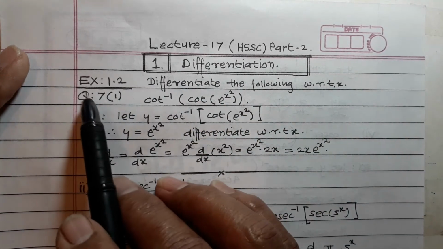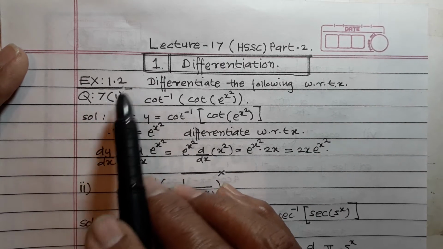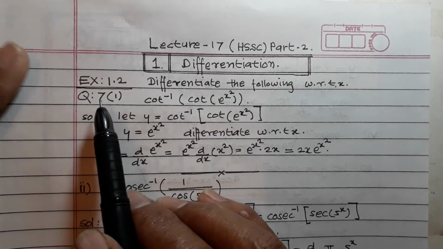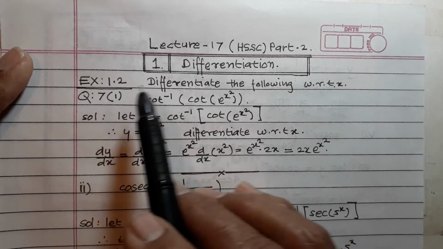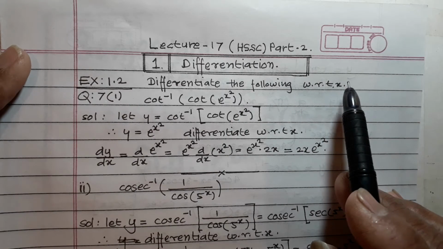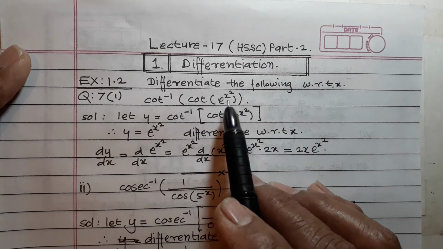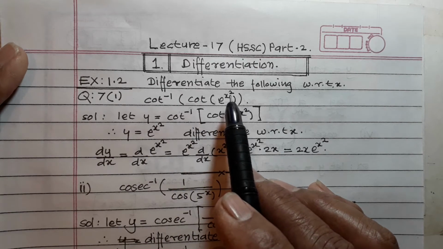In this lecture, I am going to explain you some examples from exercise 1.2, question number 7, part 1. Differentiate the following with respect to x: cot inverse cot e raised to x square.